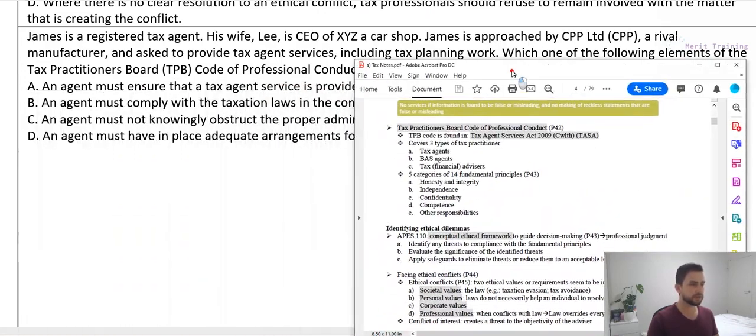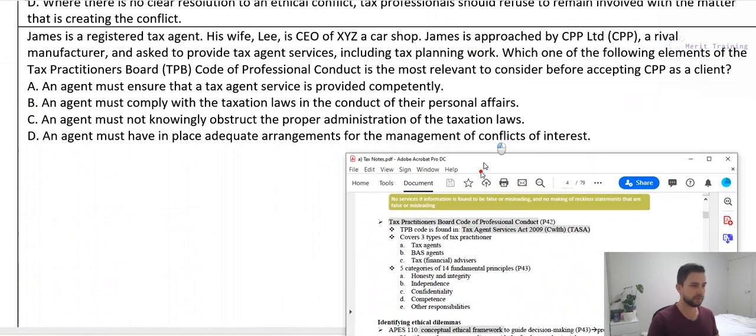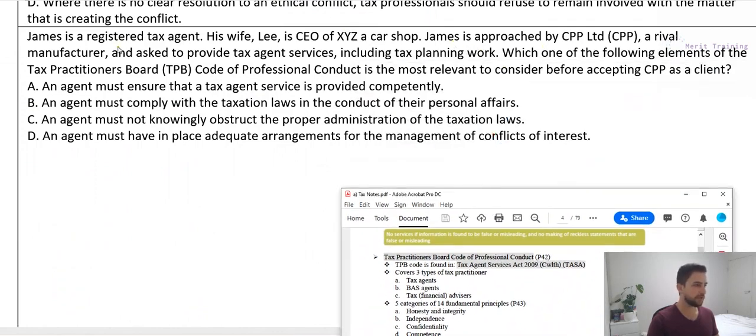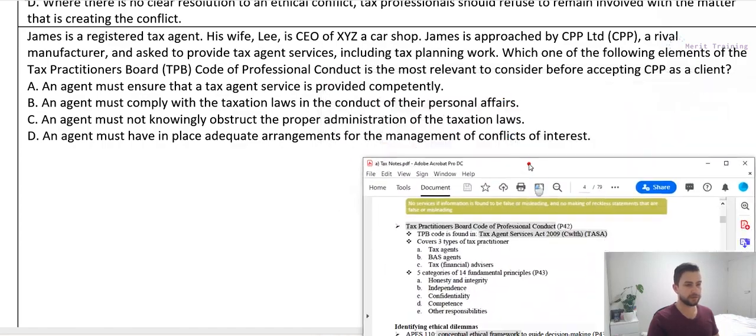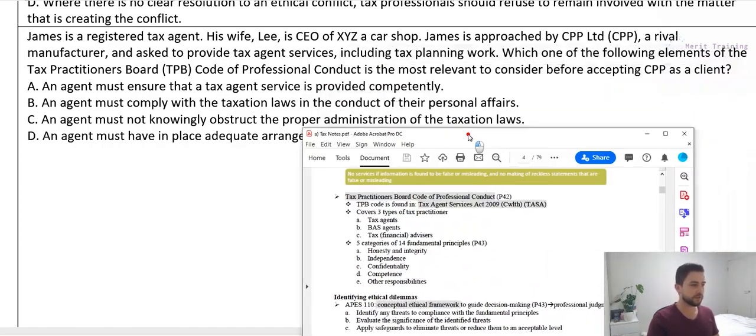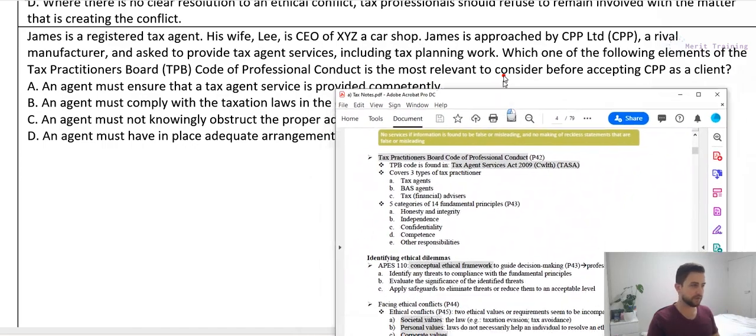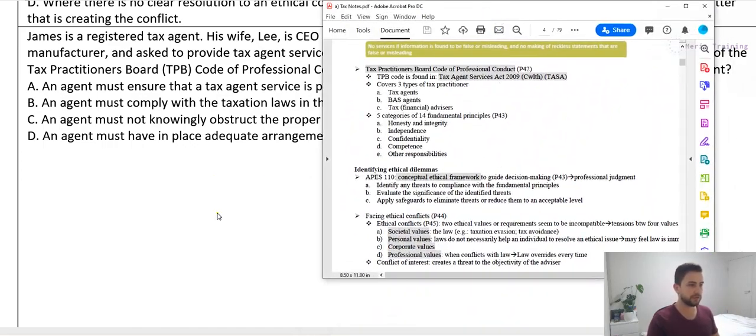So the crux of this question is that there is potentially a conflict of interest. So James is approached by a rival manufacturer, right? So his wife has a car shop, right? And he's also approached by a rival competitor of his wife's car shop. So there's a conflict of interest that he could use the information that is being received by this competitor to benefit his wife, or he could give the wrong information or damage this competitor's companies through incorrect advice or some other malfeasance. So there is a conflict of interest. So the question is basically asking, where there is a conflict of interest, what do you need to do?